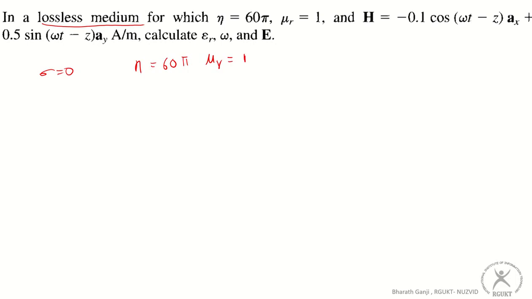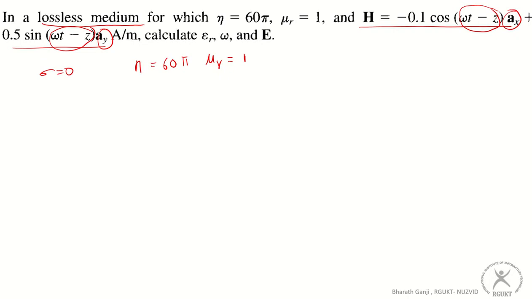So the first thing you need to calculate is, the magnetic field is given here. Inside the medium, the magnetic field has both an ax component as well as a y component. So what is the direction of the wave here? To see the direction of the wave, you need to go for the phase function. If you see, there's omega t minus z, there is omega t minus z. So this indicates the wave is traveling in the positive z direction.